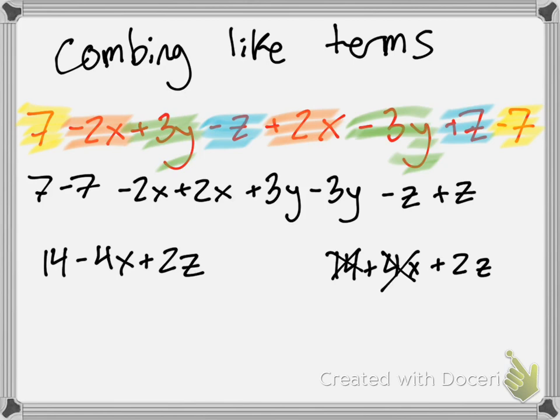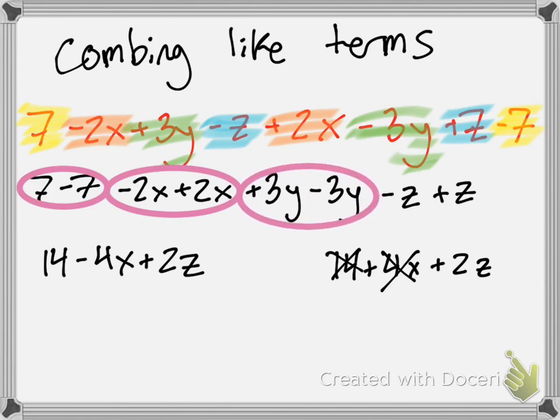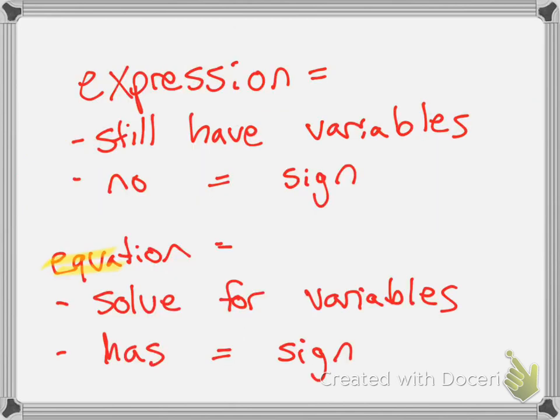So let's look at all of these. Let's go down. 7 minus 7, that's 0. Negative 2x plus 2x, that's 0. 3y minus 3y, that's 0. Negative z plus z is a big old whopping 0. That was a trick one. But let's try another one. Let's do another one that's not going to be as crazy, okay?